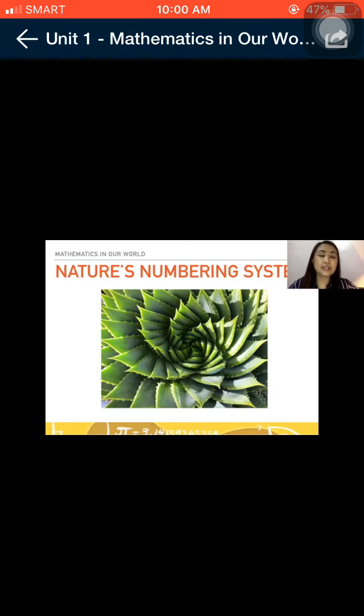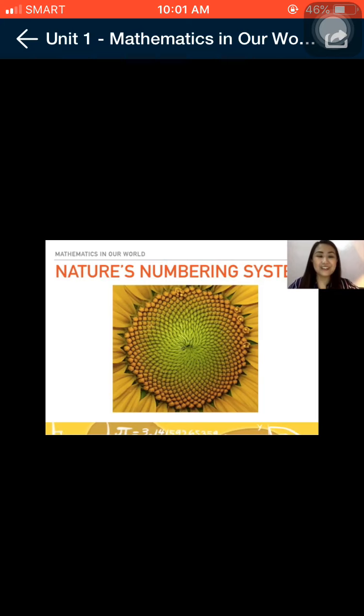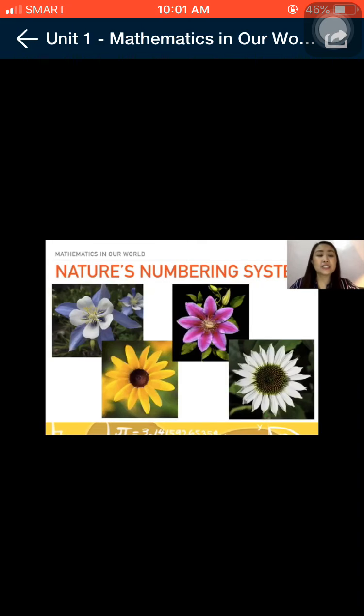And in this cactus, for example, how many spirals can you count? We have 1, 2, 3, 4, 5. It's a Fibonacci number again. Even in this sunflower, the number of spirals is also going to be a Fibonacci number. Even flowers follow the Fibonacci numbers.